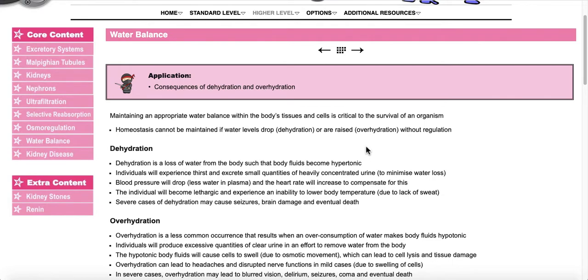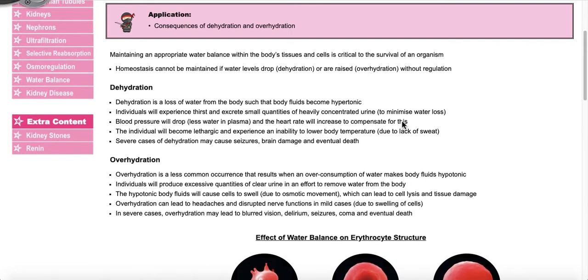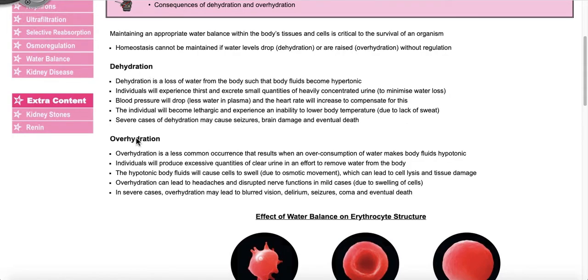IB Bio students. All right, today we continue with water balance, and this is still part of 11.3. We're going to look at the consequences of dehydration and overhydration as an application. We have to remember that it's important for organisms to keep an appropriate water balance, because without that, homeostasis cannot happen accordingly. A person can dehydrate or a person can overhydrate, which you might be thinking, well, that sounds weird. We'll talk about that in just a moment.